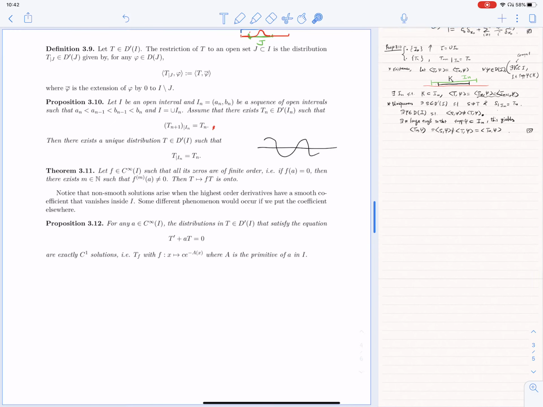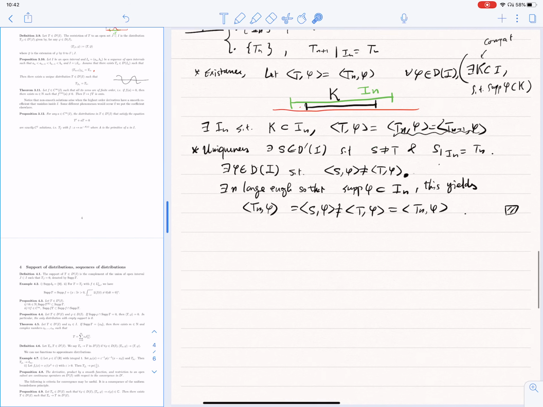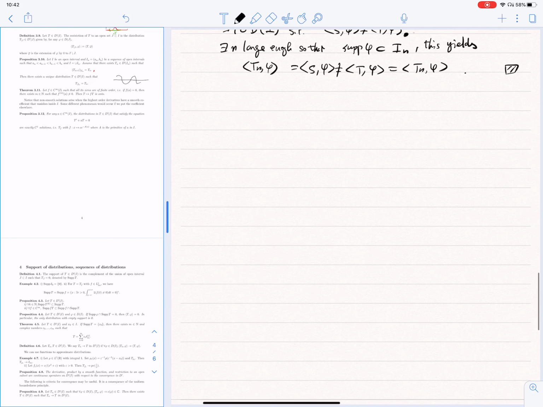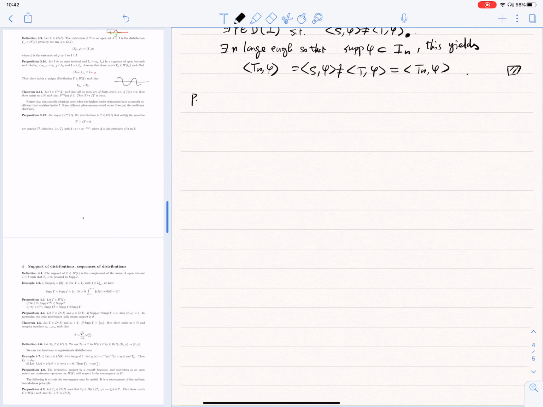We have a function f which is a smooth function, and all zeros have finite order in the following sense. Then we are going to show that this application, product by the smooth function, is onto. Okay. Let's do the proof. Proof of Theorem 3.11. So there's only one theorem in this section.